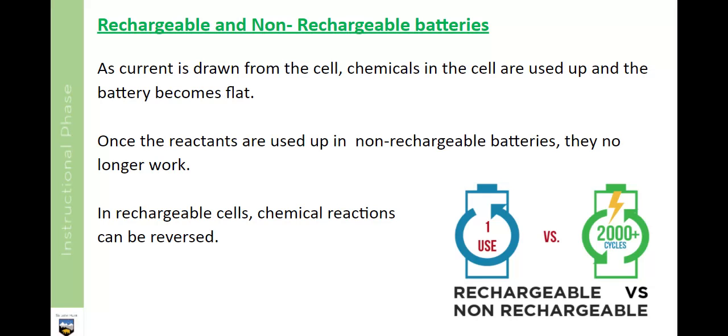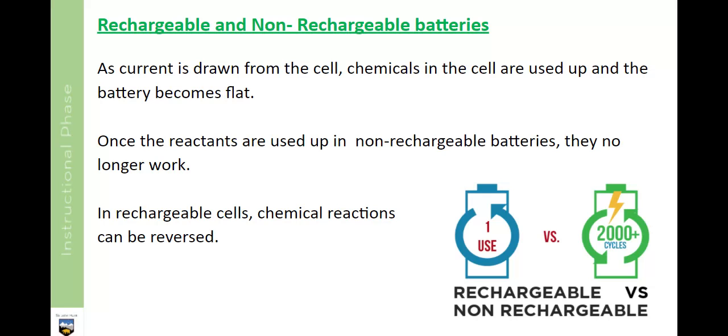It will become dead. The reason batteries do become flat is because as the current is drawn from the cell, as the electrons flow, the chemicals in the cell are used up. So one of the reactants inside the battery has become used up, so it can no longer react to produce electricity. Remember, in a non-rechargeable battery, once those reactants have reacted and are used up, they no longer work.